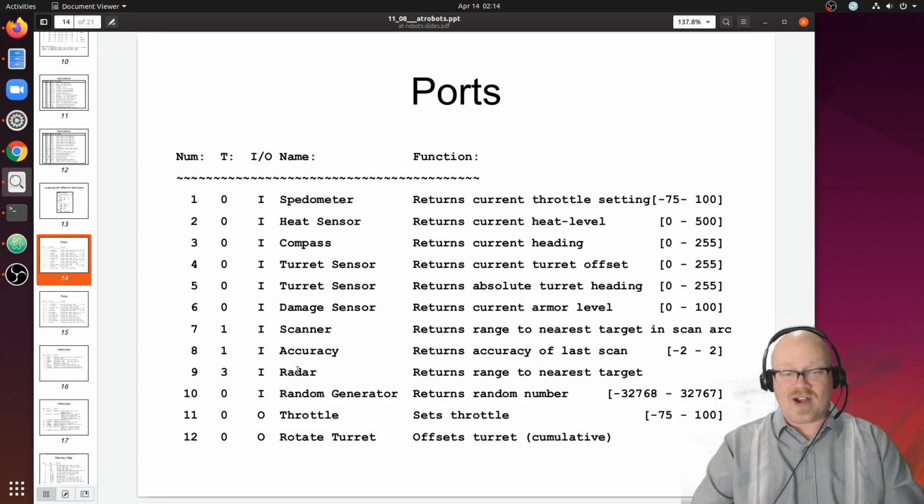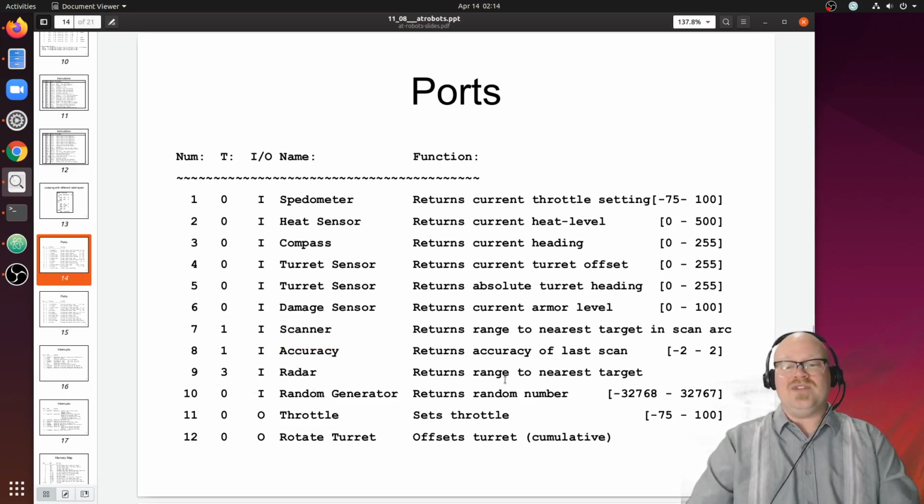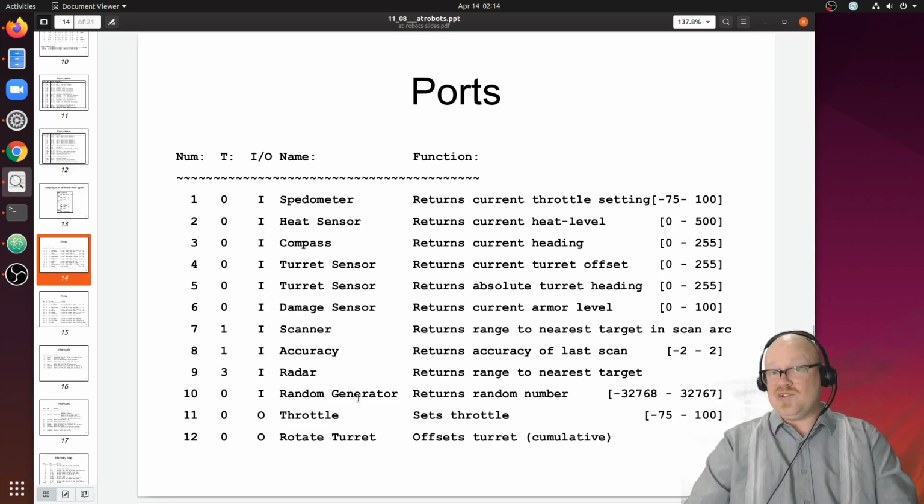There is a radar port. The radar port is a little bit expensive. It takes 3 clock cycles on top of the 4 cycles for the port instruction. But it tells you the range to the nearest target, so the distance to the nearest target, not its direction or the angle that you have to turn to point at it, just how far away the nearest other robot is, the closest robot. Then there's a random number generator.